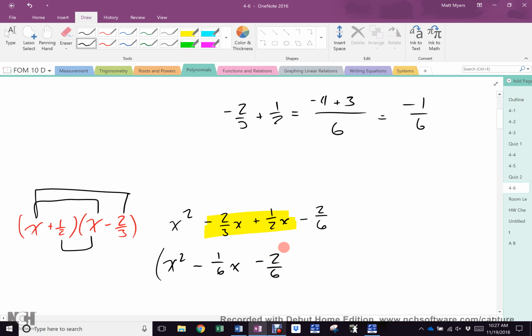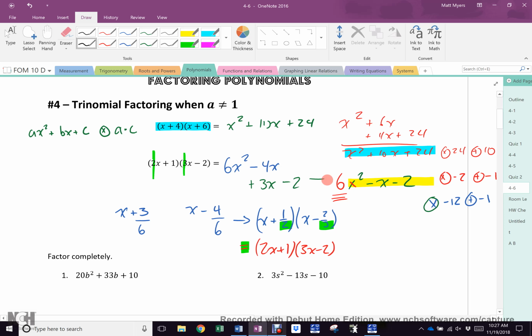Multiply by 6. What is 6 times x squared? 6x squared. What is 6 times negative 1/6? Negative 1x. Do I write negative 1x? No. What is 6 times negative 2/6? Negative 12/6, which is negative 2. Huh? Whoa. Unbelievable.